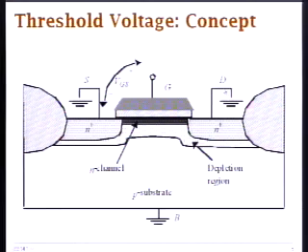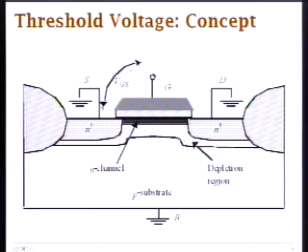Then when you apply drain to source voltage, you move these carriers across the channel, and that forms a current for your device. And you always calculate that current in reference to the drain terminal, ID current.